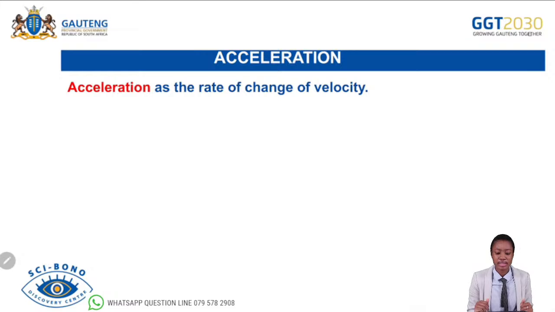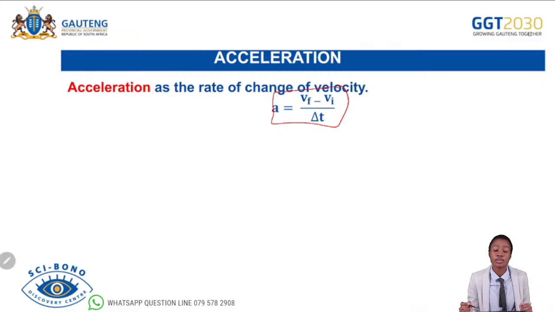What about acceleration do you know by now? You know how to define acceleration. You know that acceleration is the rate of change of velocity, right? It is basically represented in this manner, where a is equal to your change in velocity, your final velocity minus your initial velocity, divided by the change in time.